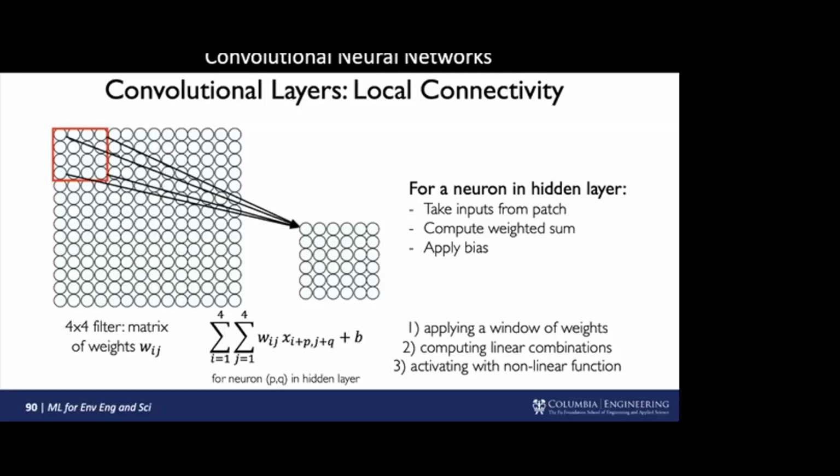Finally, we apply a nonlinear activation function to that. Then every convolution neuron is doing three things: applying a small window of weights, computing a linear combination, then applying a nonlinear activation function. This operation is repeated everywhere in the spatial map.